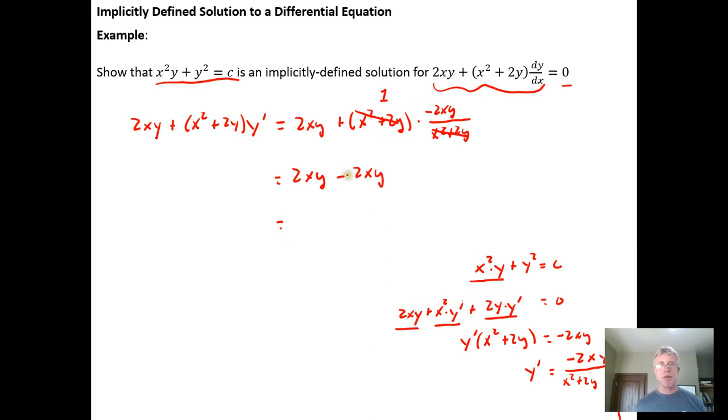And then we get 2xy minus 2xy is 0, which, if this implicitly defined function is a solution, when I plug in its derivative, I should get it to evaluate to 0, which it did. So that verifies that the implicitly defined solution was in fact a solution.